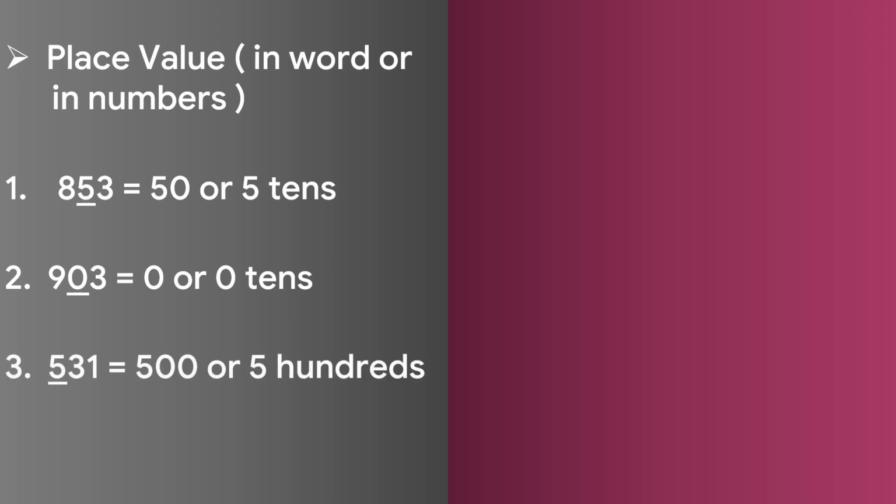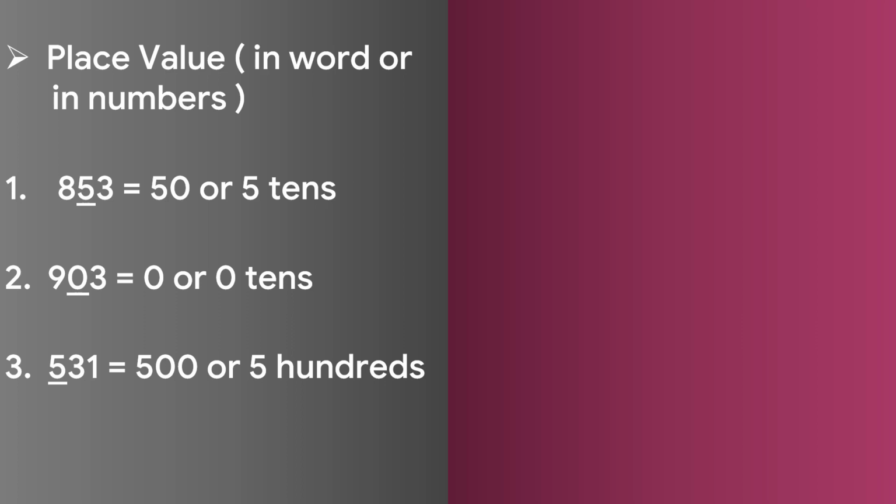That's why you have to write down 5 tens. Your next number is 903. Here the underline is below the 0. Therefore, if we want to write down the place value of 0 in number, then you can write down only 0. Or if we want to write down the place value of 0 in words, then you have to write down first 0, and at which place 0 lies, that you have to write down. So 0 lies on the tens place.